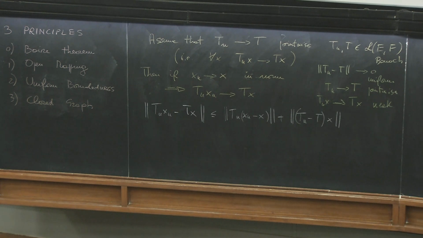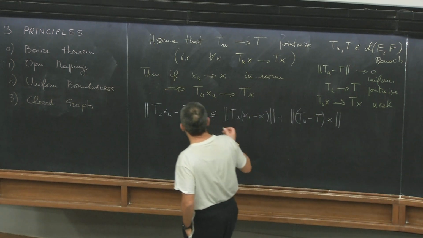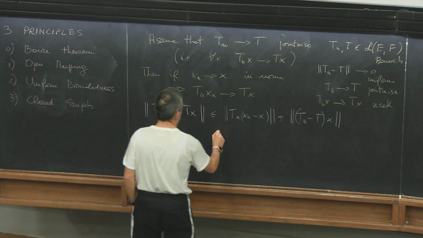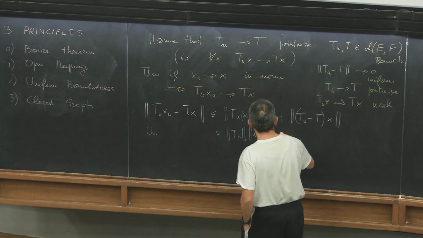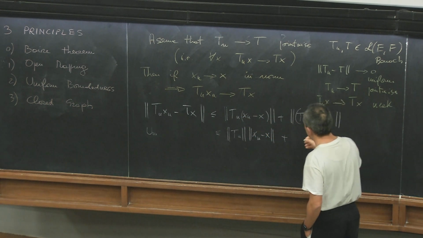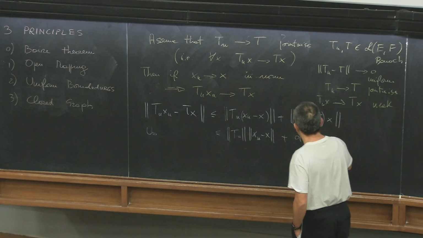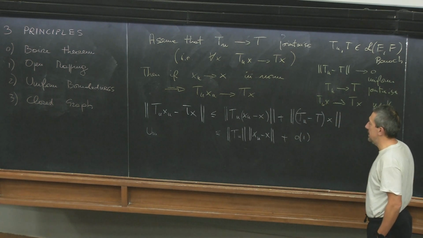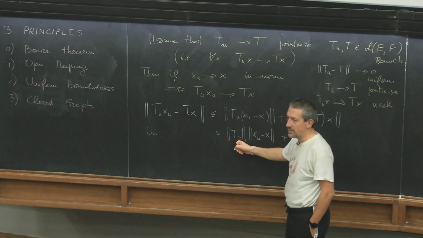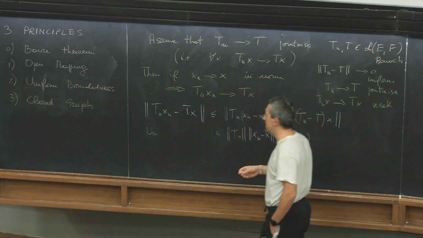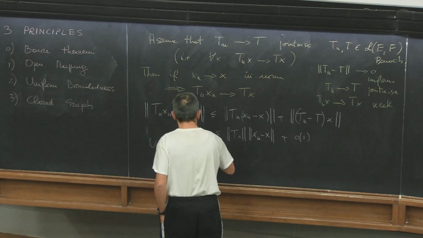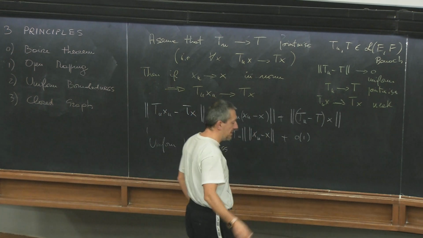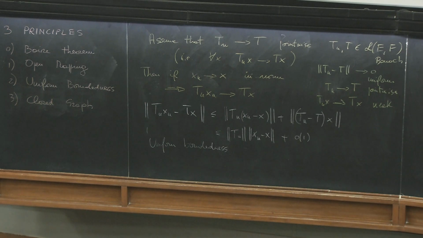If we use uniform boundedness, then the norms of Tn are bounded. So the first term is less or equal than the norm of Tn times the norm of xn minus x. And the second term doesn't matter, it converges to 0, because of the strong convergence, the condition of the problem. Now the thing is about the supremum of the norms, but then you apply the uniform boundedness.